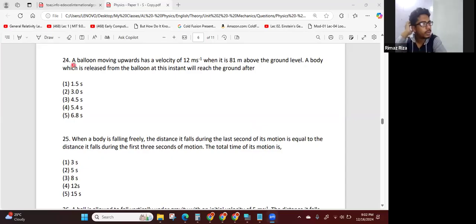Okay, a balloon moving upward has a velocity of 12 meters per second when it is 80 meters above the ground level. A body which is released from the balloon at this instance will reach the ground after. Okay, did you get the answer? Anyone? Prithviraj?